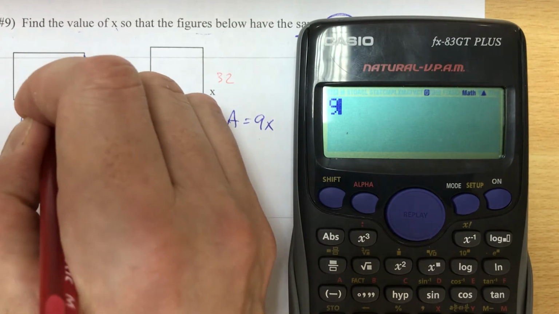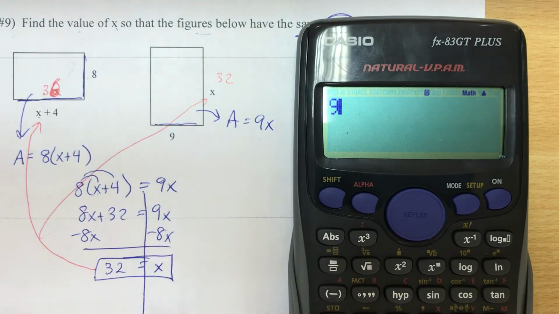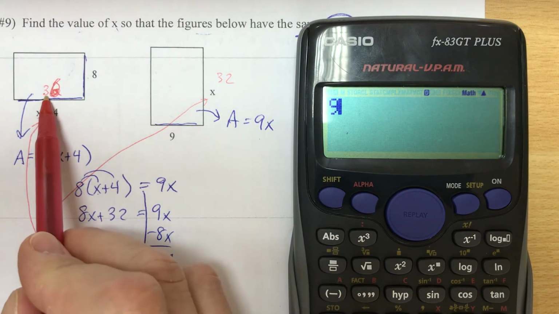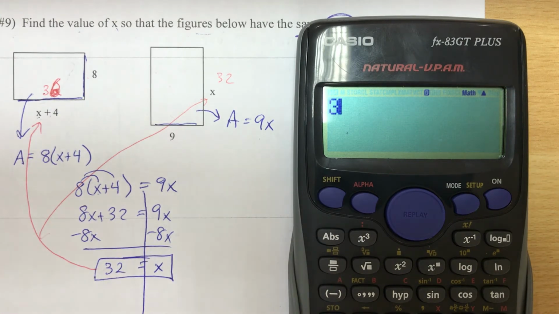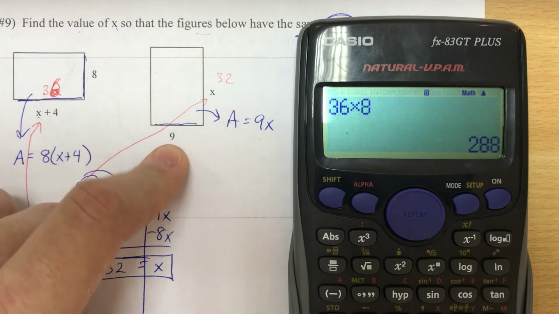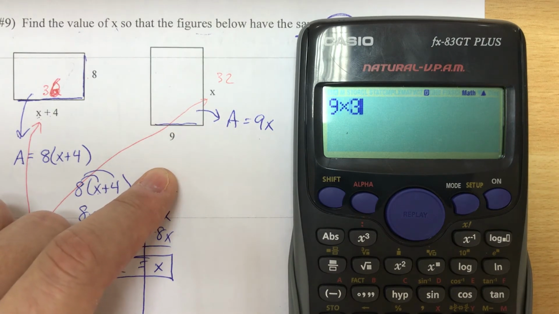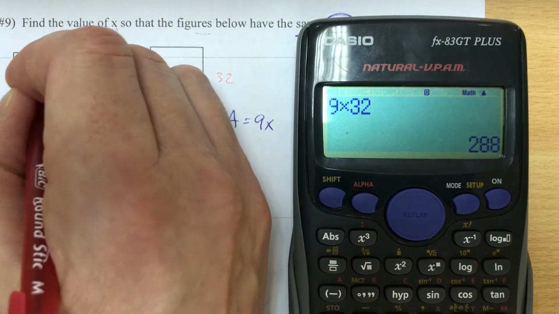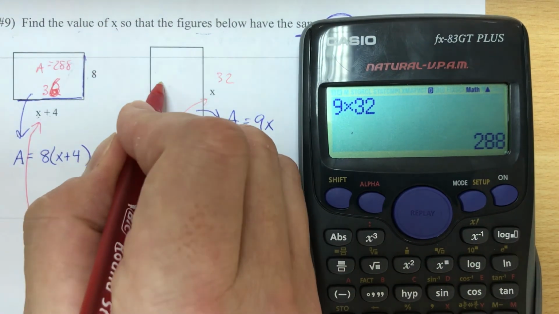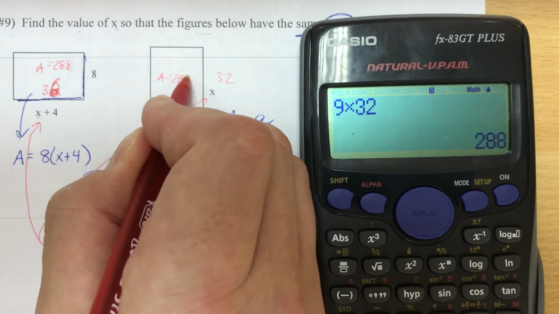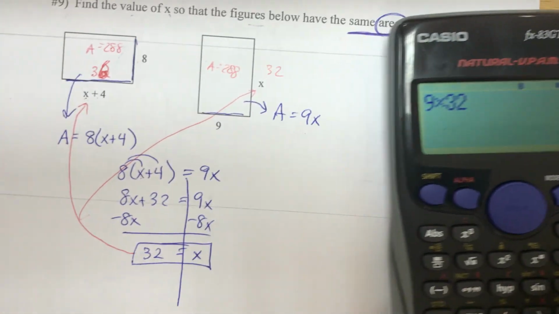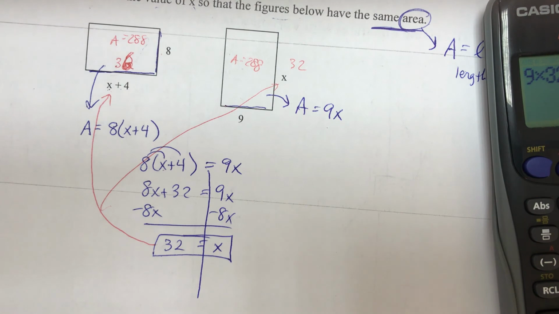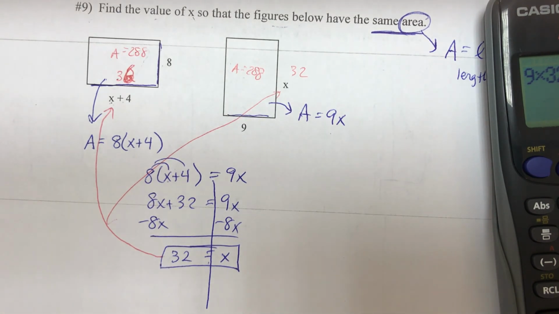Sorry, this should be 32. Oh, no, that's right. I'm sorry. 32 plus 4 is 36. Yeah, so 36 times 8, hold on. 288, okay, and then this is 9 times 32, and they're the same. So the area here is 288, the area here is 288, they are the same. So the answer, though, is not 288, the answer is the value for x, which is 32, and that is the end of the notes.